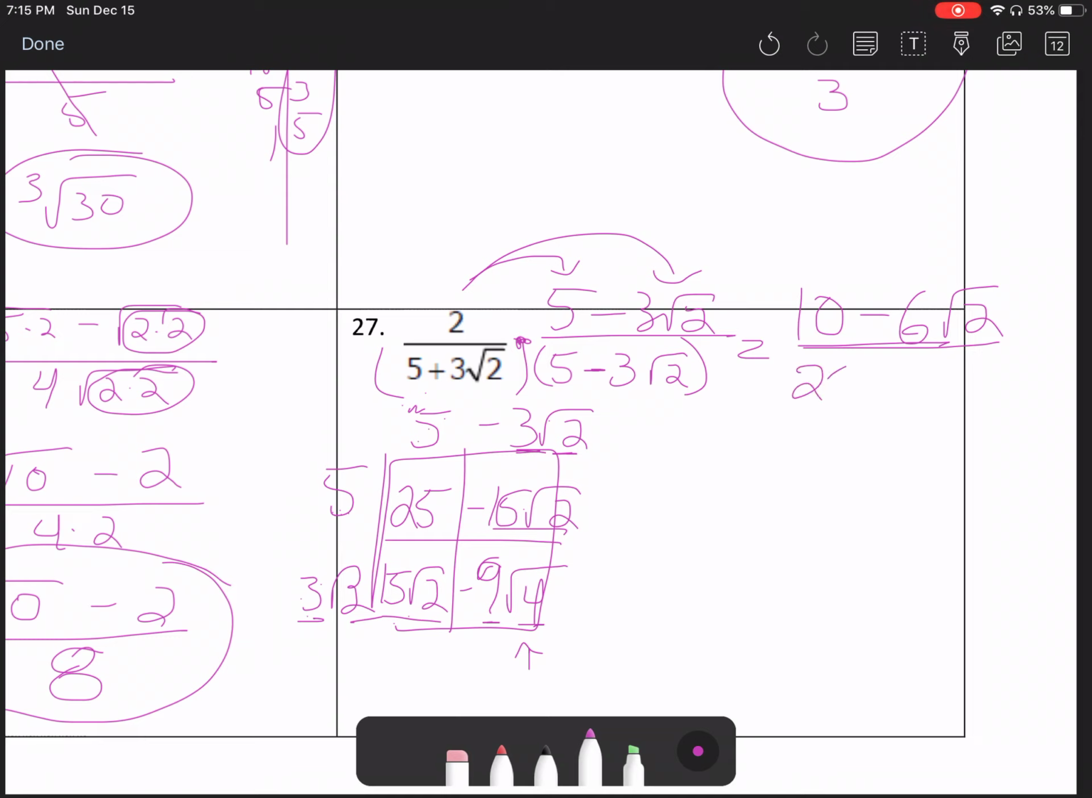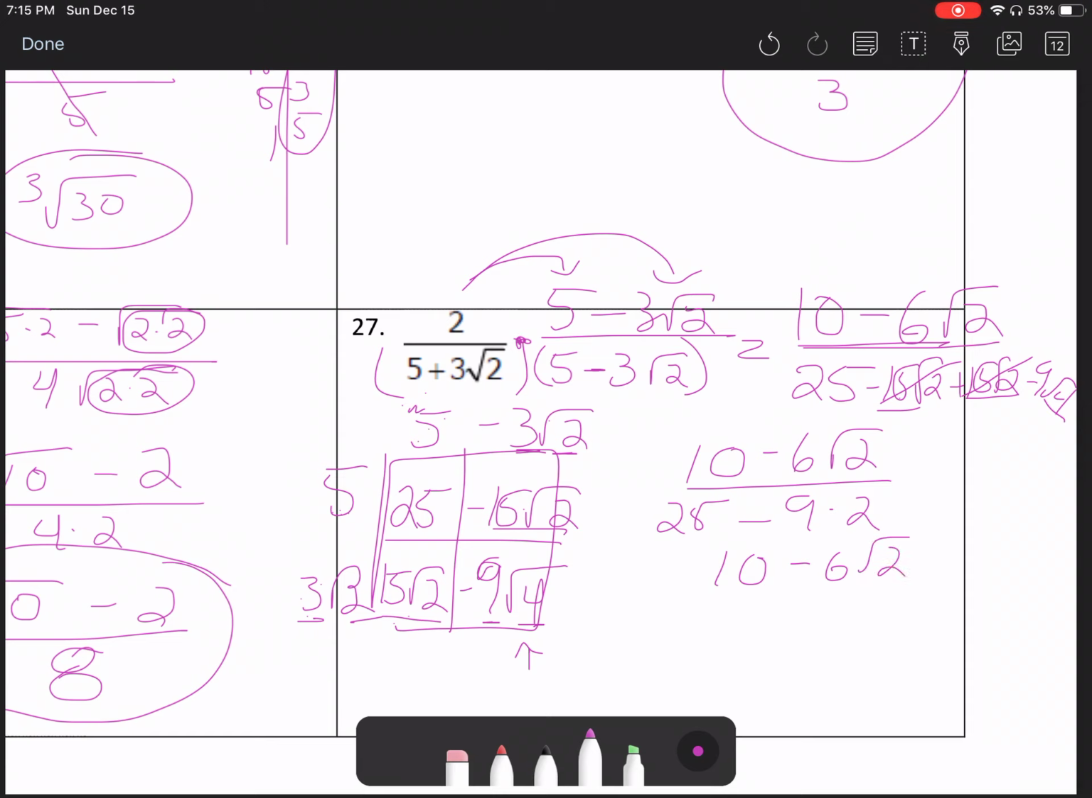So this is 25 minus 15 radical 2 plus 15 radical 2 minus 9 radical 4. So I apologize, it kind of goes off the page. I simplify. 10 minus 6 radical 2, can't do much there. I have my 25 still. I have my 15 radical 2, negative 15 and positive 15, they add to be 0. What I notice is the radical 4 is 2.